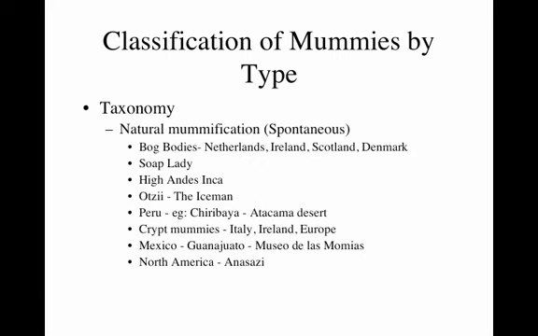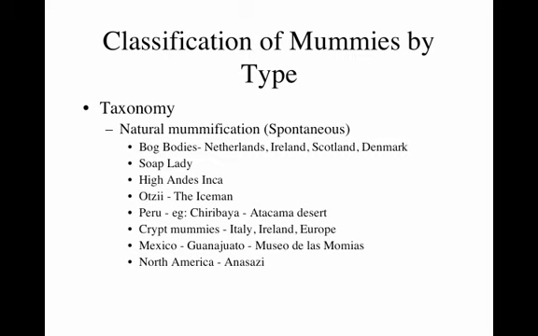The next classification, natural mummification or spontaneous. These are mummies that are produced by their environment. Something in the environment stopped decay. The bog bodies found in the Netherlands, Ireland, Scotland, Denmark, where the bog is a very acidic environment. There are also tanning properties. So a combination of the environment that these bodies found themselves in produced preserved tissues and therefore mummies, natural mummification. Nobody put somebody in the bog thinking that they were going to make a mummy.